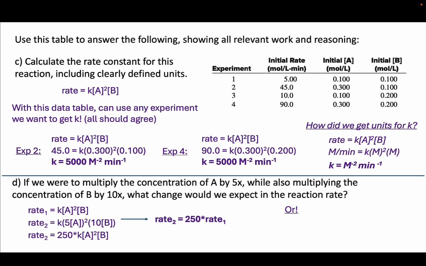We can also do this more holistically. Second order A times 5 should be a 25-fold increase. That's that squared effect. And first order B times 10 gives us a 10x rate. If we take something and multiply it by 25 and multiply it by 10, that's a 250 times multiplied rate compared to what we had before.